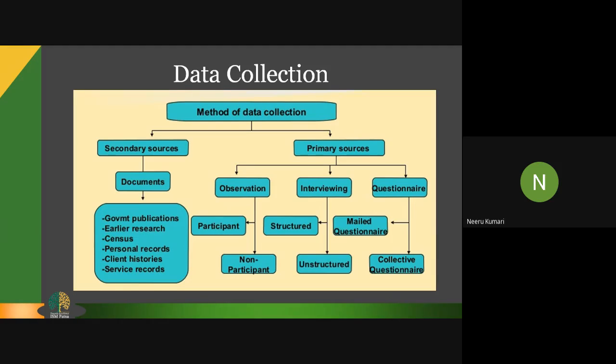Now, when we are collecting information from the first source, that is directly from the people, directly from the sources, directly from the concerned personalities, then it is called primary source. When we are collecting or gathering information through some other channel, through some other mode, through some other resources, then it is called secondary.